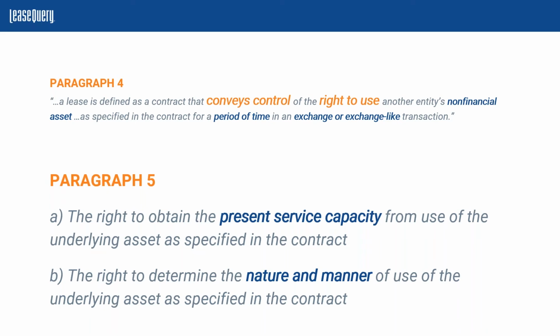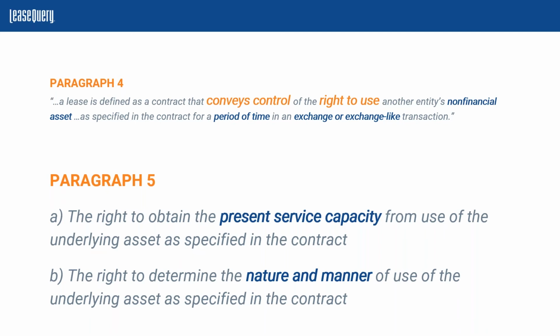So really, it's understanding whether or not you obtain the economic benefit from using the asset. Something that would not have the present service capacity would be service concession arrangements, because essentially you're getting paid to operate the asset. You're not obtaining the present service capacity, so that would be out of scope. The second portion of control is having the right to determine the nature and the manner of the use of the underlying asset.